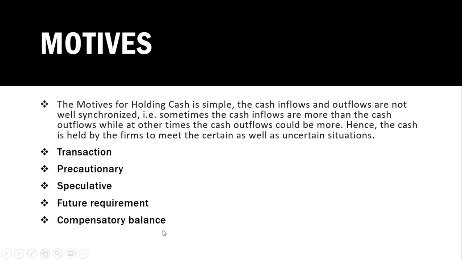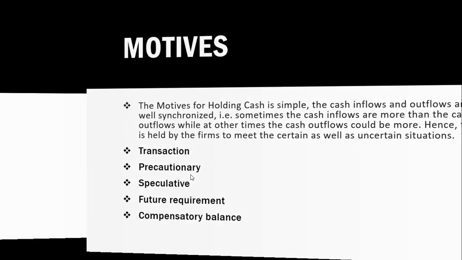Then compensatory balance. Now you're balancing between payments and receipts. You're paying at the same time you're buying. So these are critical components. These are the motives that make you hold cash in a business. So we have the transaction motive, the precautionary motive, the speculative motive, future requirement, and compensatory balance. These are the motives of business.